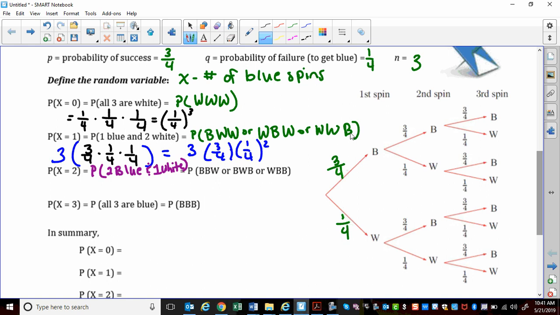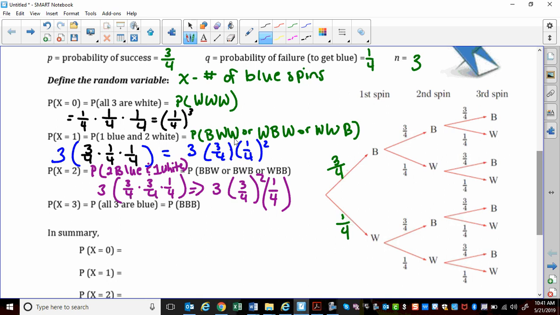Now, if we have a blue, that is 3 over 4, and then another blue, that's 3 over 4, and then a white, that is 1 over 4. And each time it's going to be the same. So this is also 3 different times. I'm just going to multiply it by 3. But do you guys see that this is also 3 times 3 over 4 squared, and then 1 over 4? Remember, that's the binomial theorem.